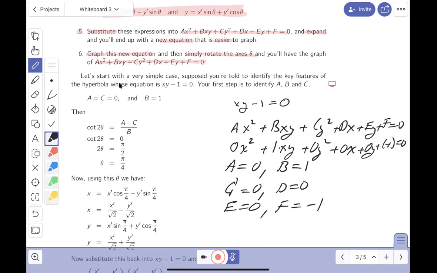Now, someone says, do you need to do all that? No. What I need to identify is the A, the B, and the C. I'm going to circle those for you.